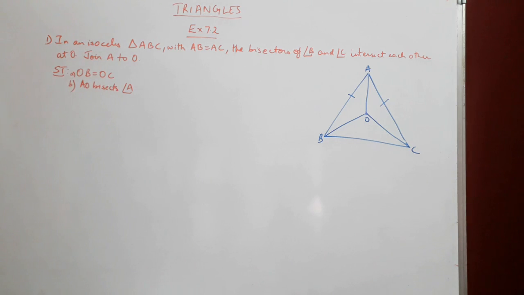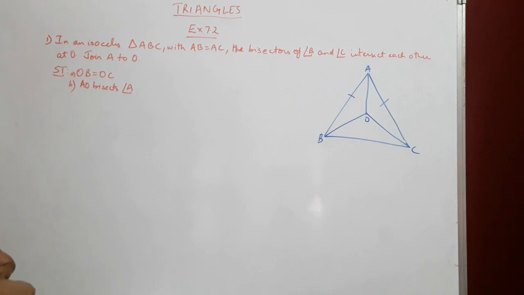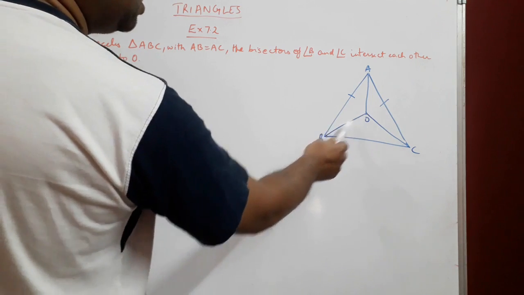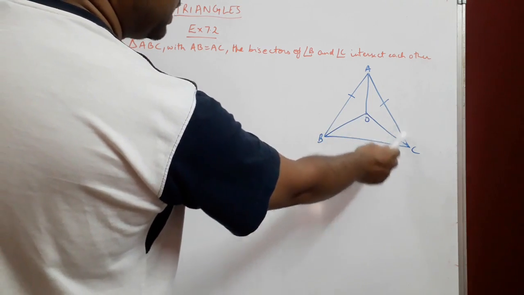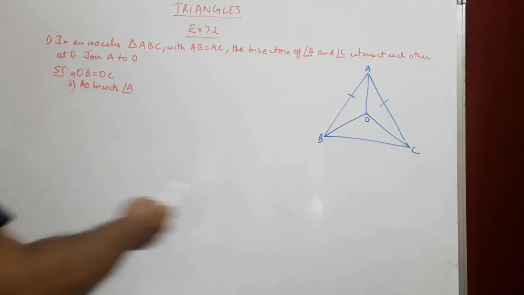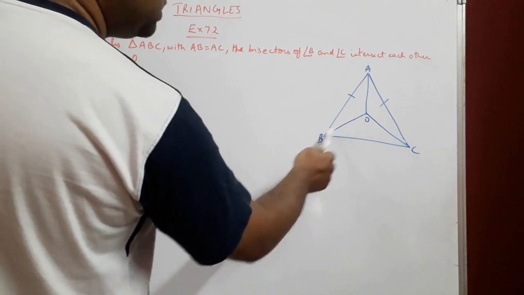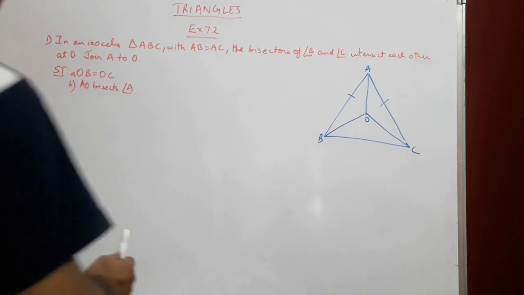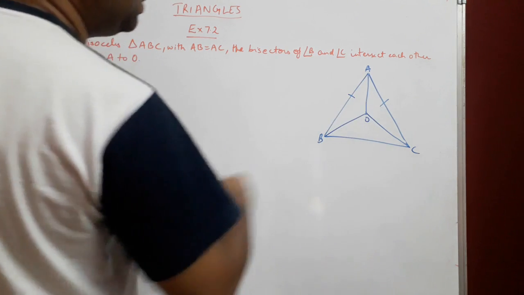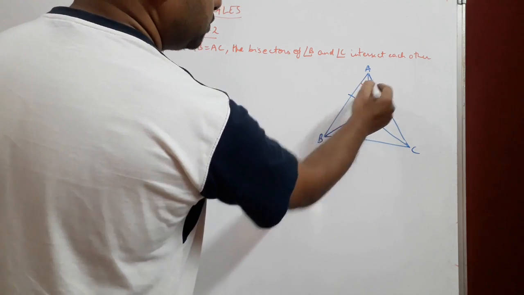It says: in an isosceles triangle ABC with AB equal to AC, the bisectors of angle B and C intersect each other at O. So OB and OC are the angle bisectors of angle B and angle C. We are asked to join A to O, and to show that OB is equal to OC, and that AO bisects angle A, which means we will need to show that these two angles are equal to each other.